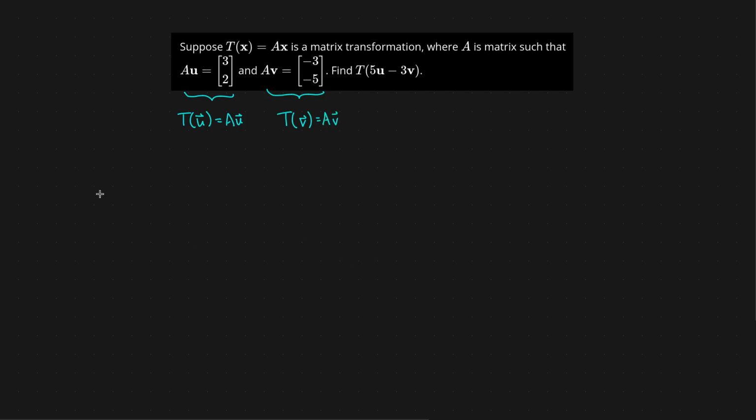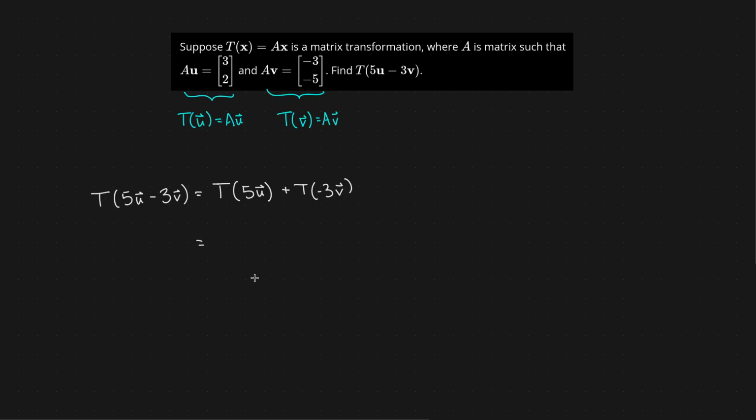All right? So if I want T of 5u minus 3v, what I could do here is use the linearity of a matrix transformation. So I know that T of 5u minus 3v, I can split it up over the addition. All right, so I had the sum of 5u and negative 3v inside here, but because of linearity, I could split it up so I have a sum of two transformations instead of the transformation of a sum.